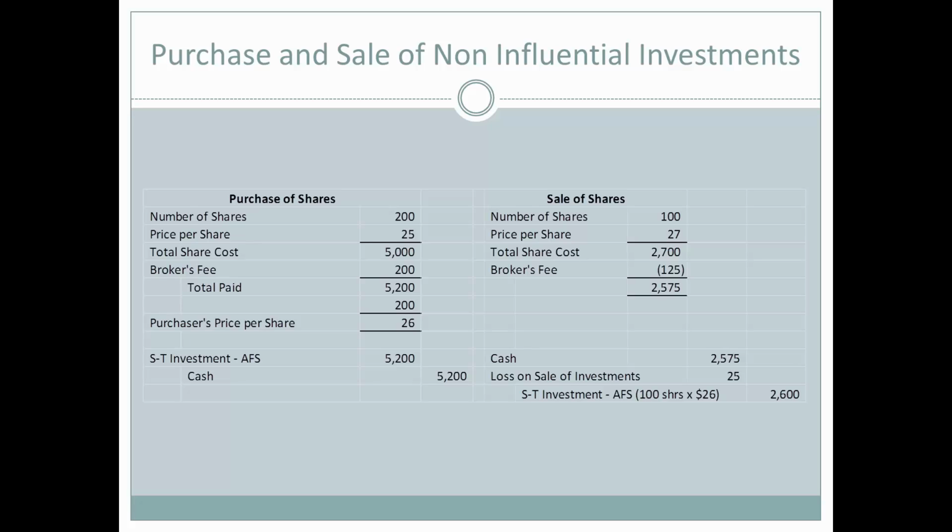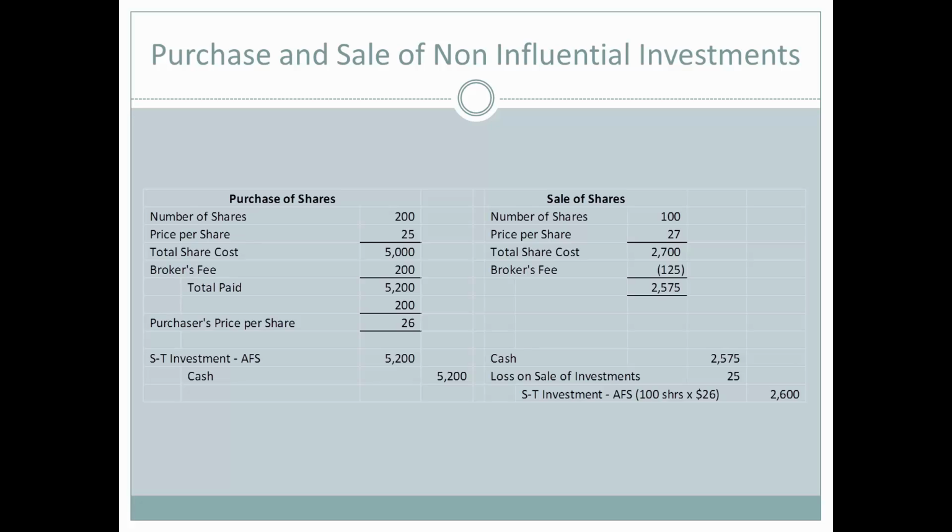Now let's look at what would happen if we would sell 100 of the shares that we originally purchased. So we purchased 200, but now we need some additional money, so we're going to sell 100 of our shares. The price per share on the date that we're selling them is $27 per share. So that's 27 times 100 shares that we're selling. So our total share cost is $2,700, and now we have to take into consideration the fact that we're going to pay a broker's fee.